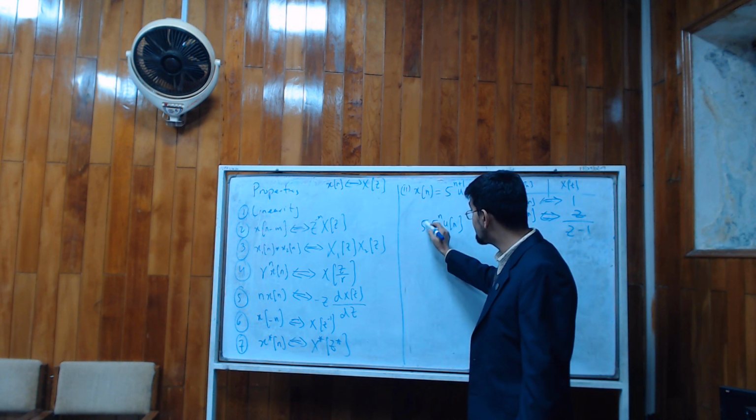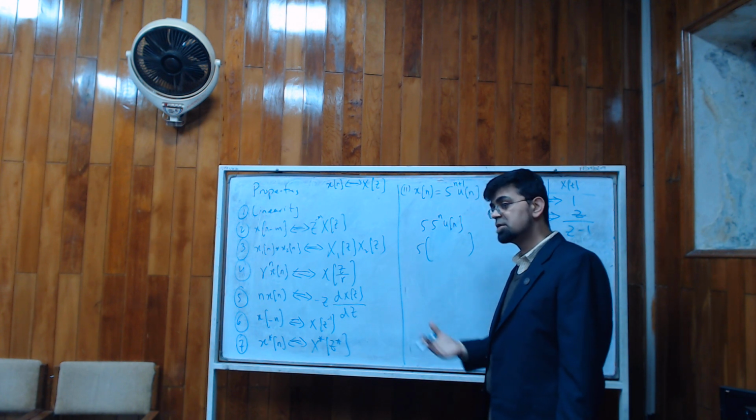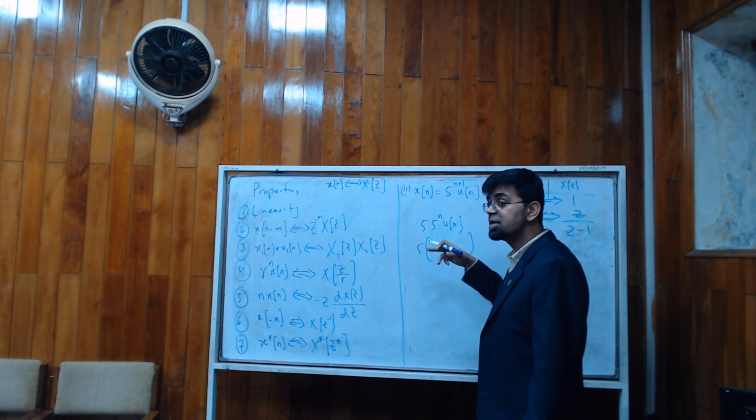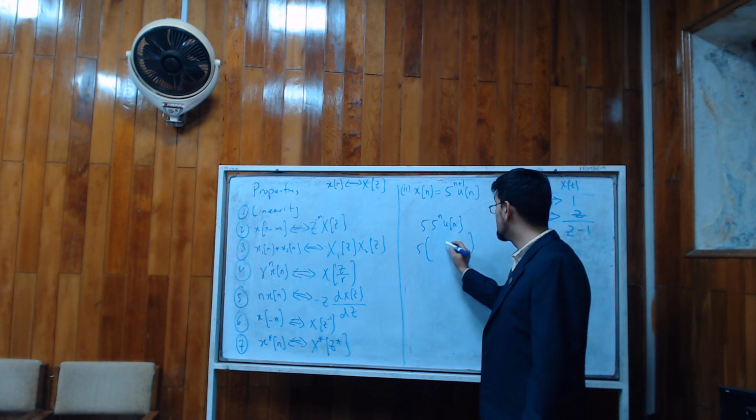And this 5 will have no bearing on the output, so in the z domain it is still a multiplication by 5. What's left, you already did that, z over z minus 5.